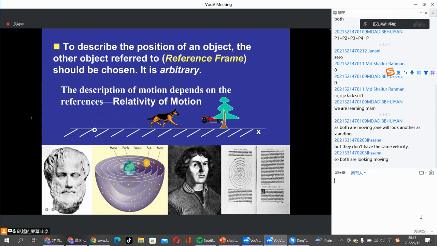Yes, one student said both are looking moving. Yes, everyone has their own opinion.